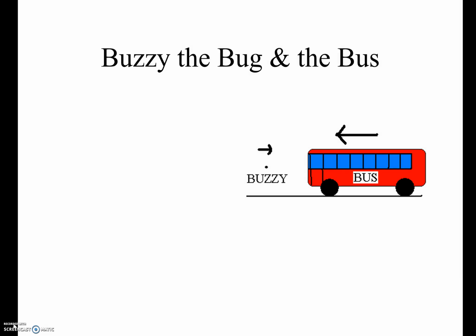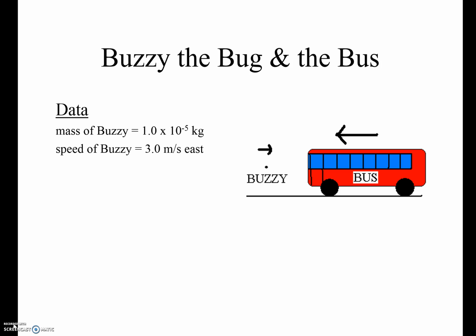Let's say we've got Buzzy the bug and a bus. And let's talk about some data. Let's say that the mass of Buzzy the bug is 1.0 times 10 to the minus 5 kilograms. Remember, that actually means 0.00001 kilograms, a very small mass. And let's say that Buzzy's speed is 3.0 meters per second eastbound. Now let's look at the bus. Let's say the mass of the bus is 3,500 kilograms, and the speed of the bus is 28 meters per second westbound.